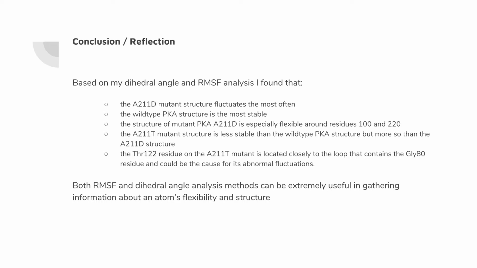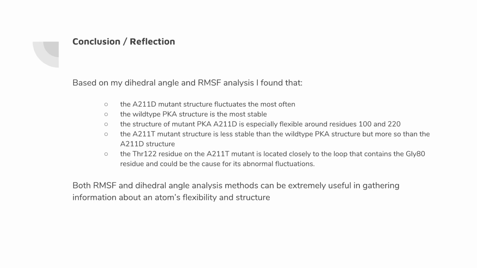From my Ramachandran plots, I found that the A211T mutant structure varies the most in the region around residue glycine 80, and that the structural region around the mutated residue threonine 122 changes quite less. Upon further investigation on the glycine 80 residue, I found that it lies close to the mutated residue threonine 122 when looking at secondary structure.